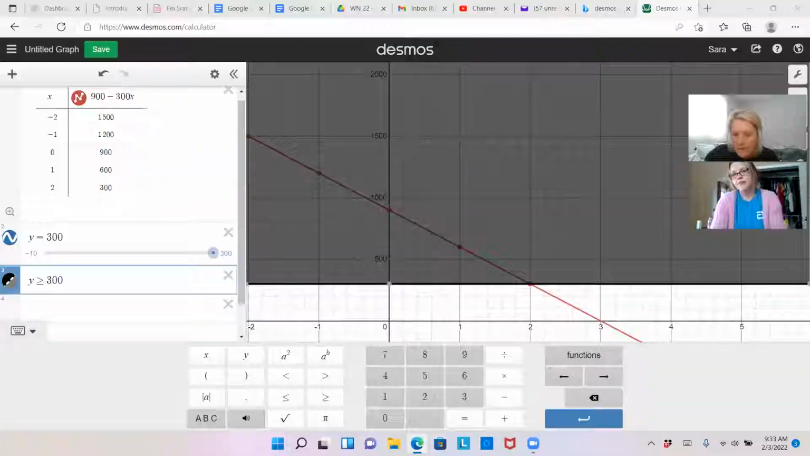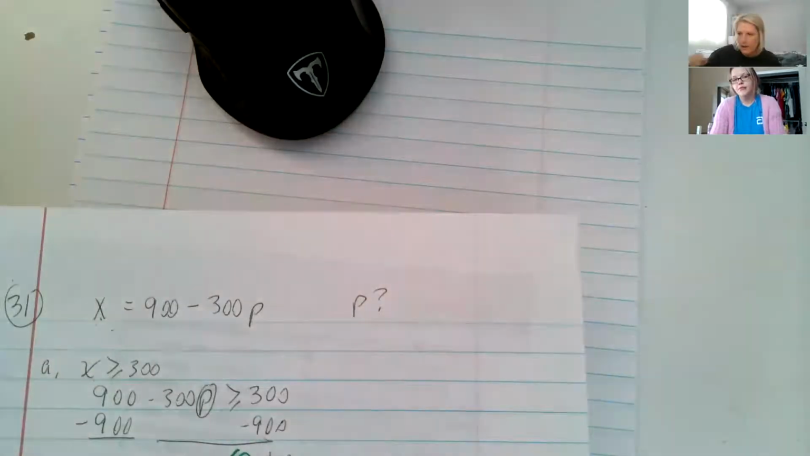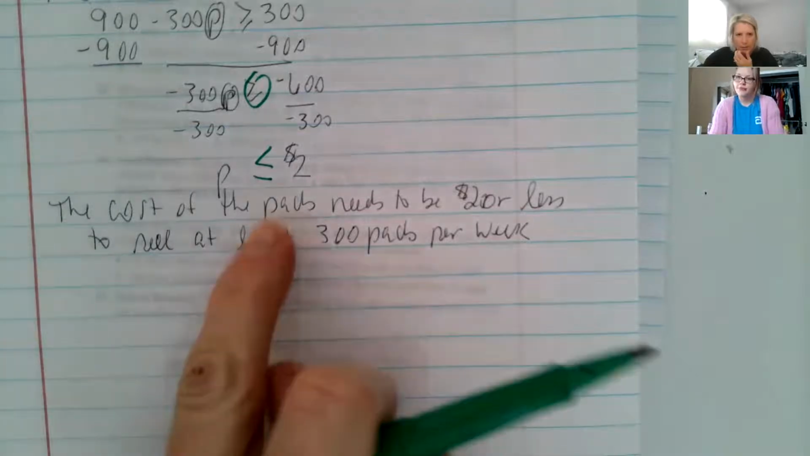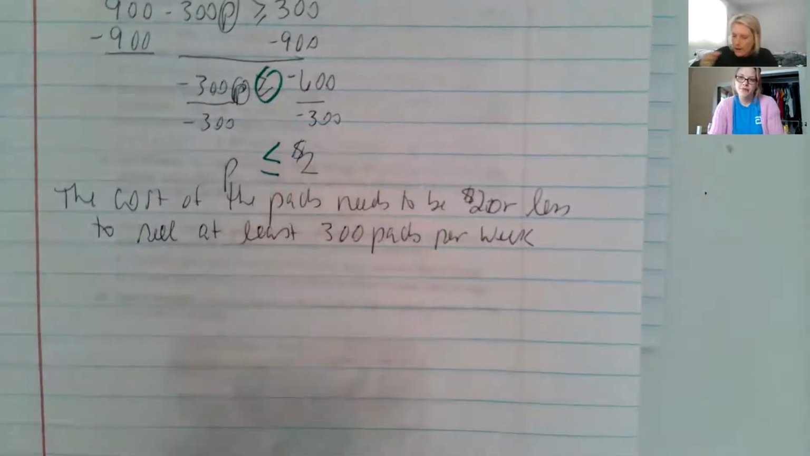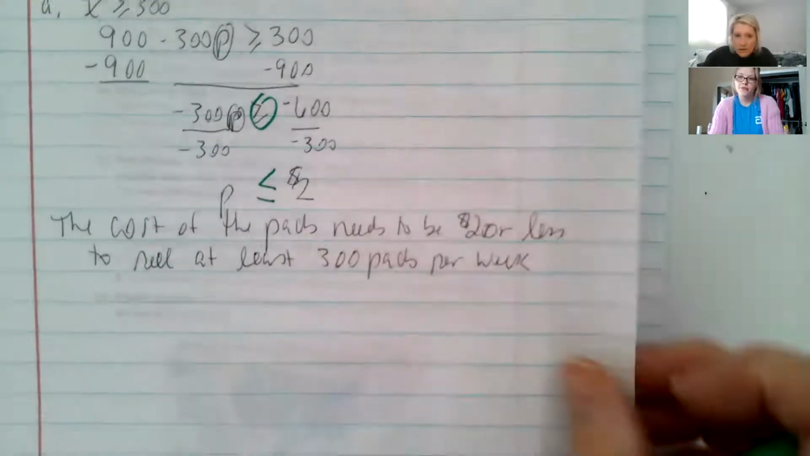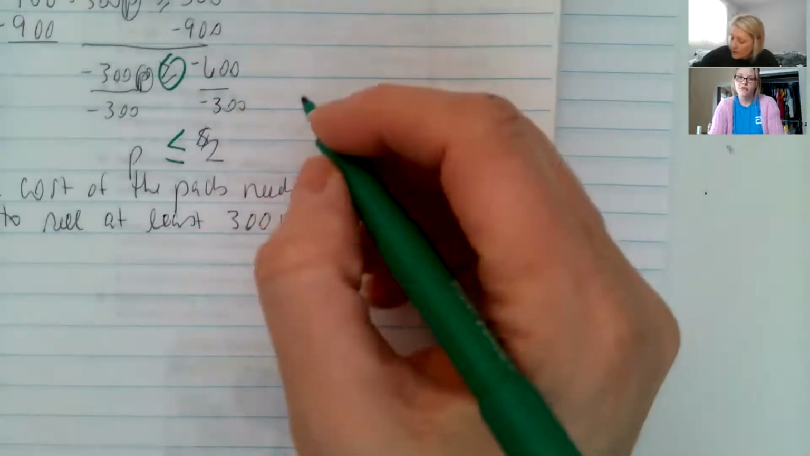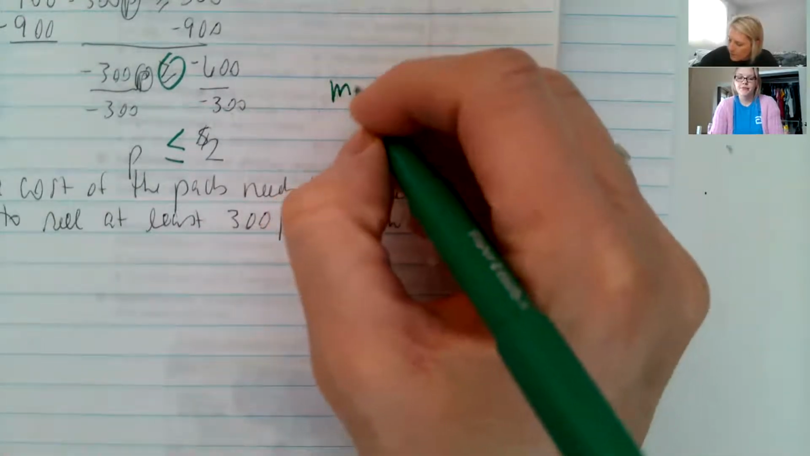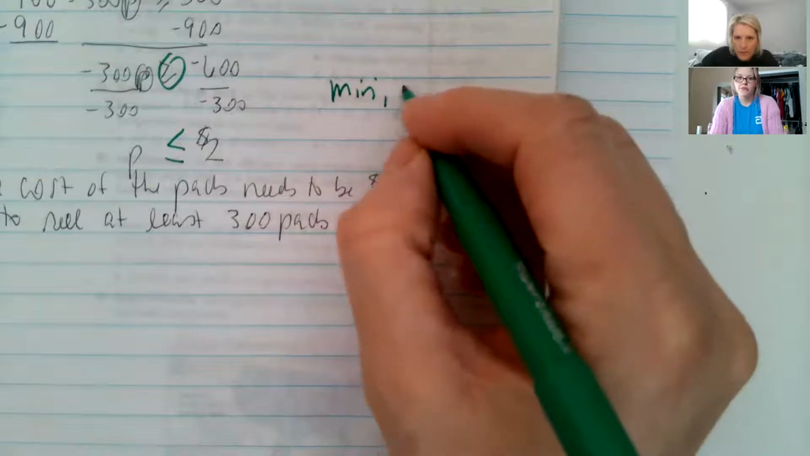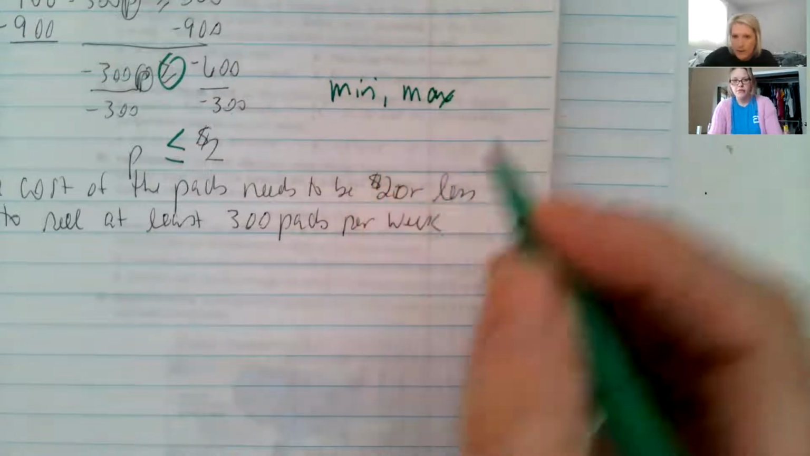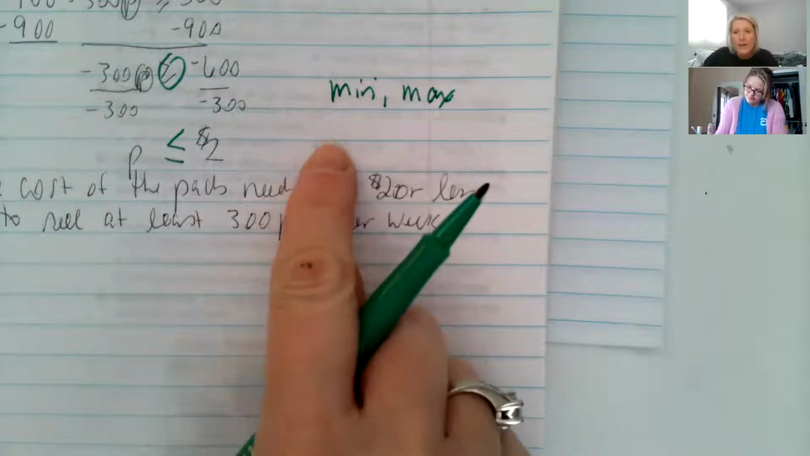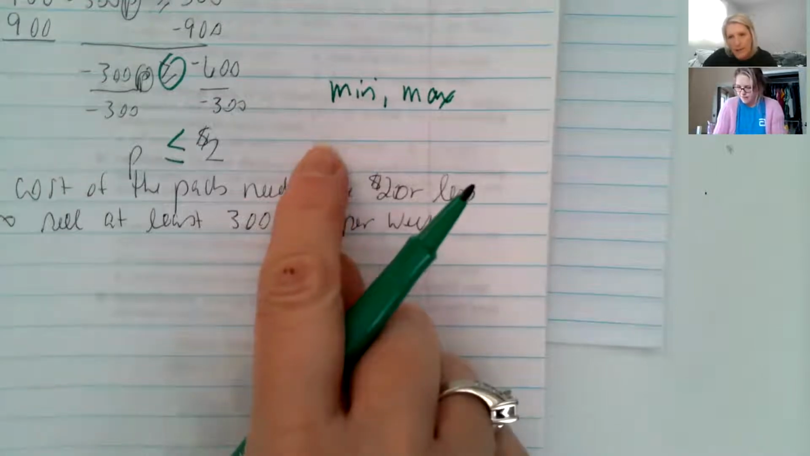So let's go back and make sure that's what we have here on our paper. That's exactly what we said, they have to keep the price at less than or equal to $2. So this is a good time to practice our interval notation as well. Our interval notation is always the minimum that our value can be, comma, the maximum our value can be. And the minimum that our value could be is really only 0, right? Because they can't charge negative.